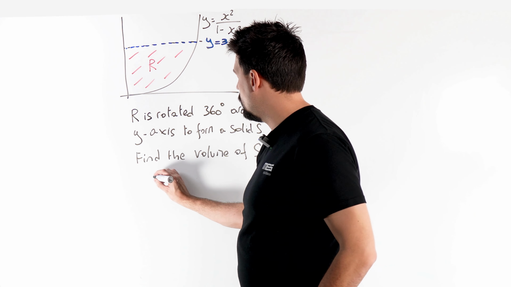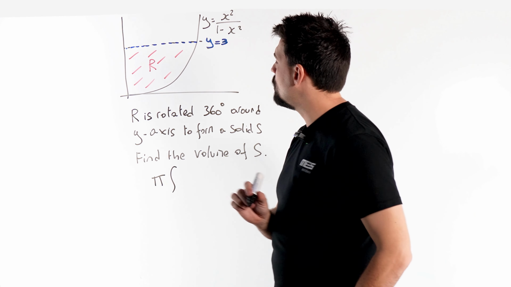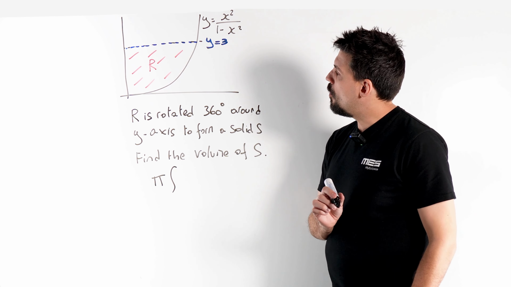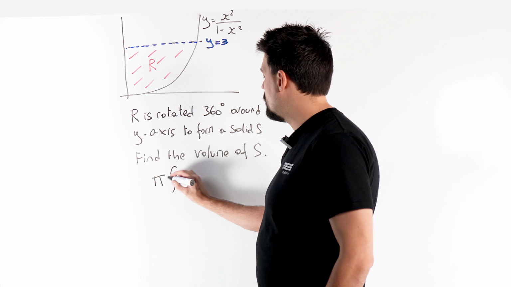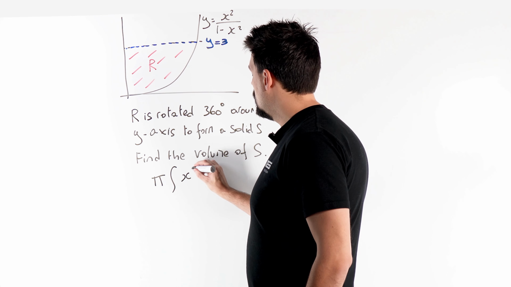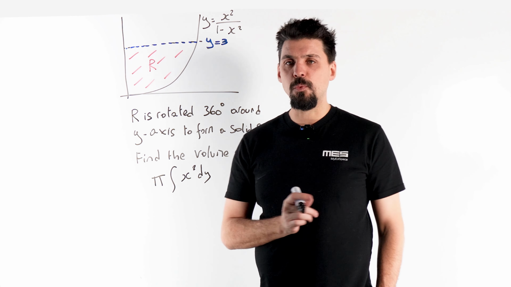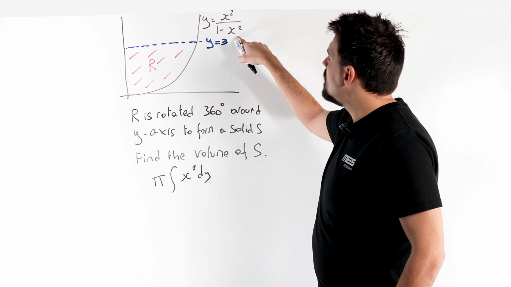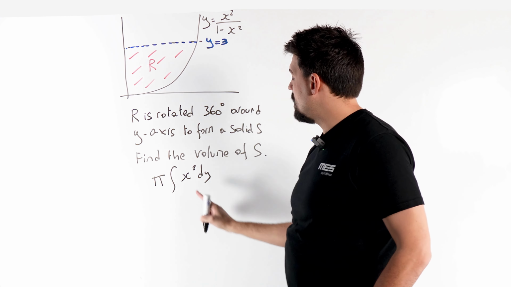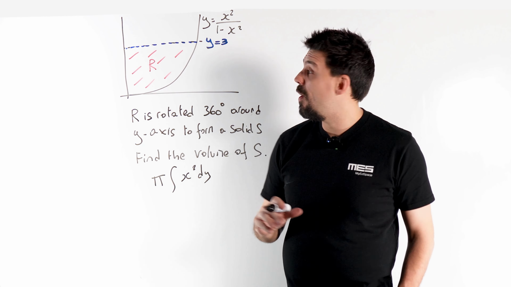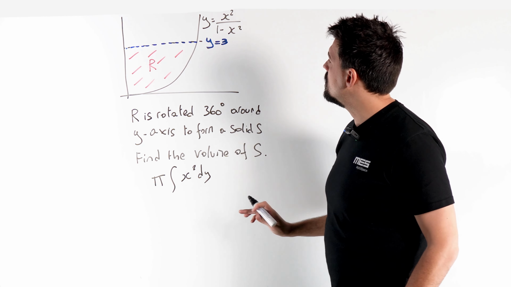So let's go straight in. We are doing a revolution of 360 or 2 pi around the y-axis, so that will be pi x squared dy. That is what we want. Now, looking at this equation, let's do a little bit of rearranging, because what we'd quite like is to get x squared as the subject, because this needs to be in terms of y.